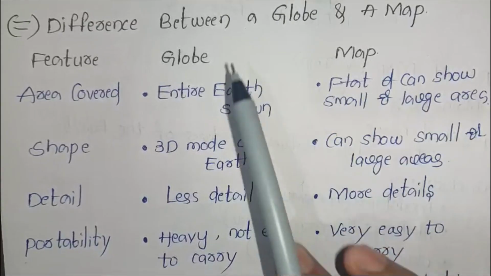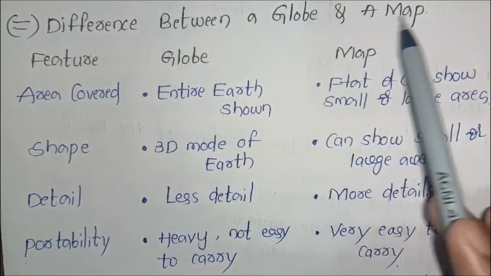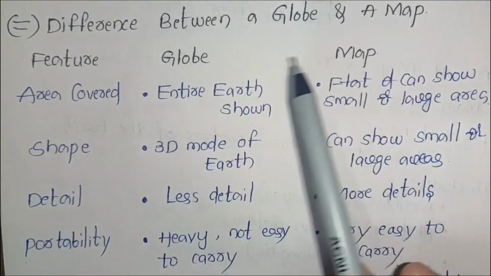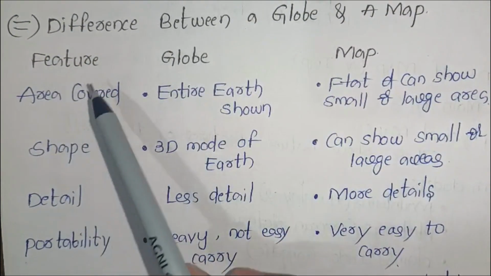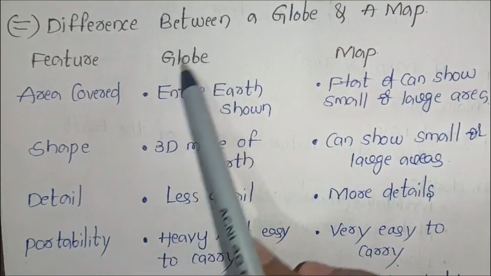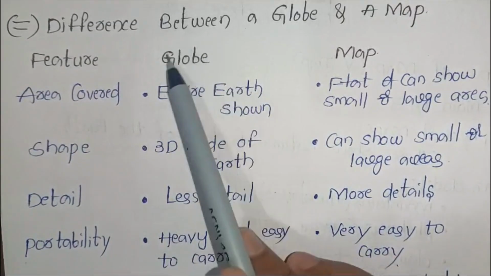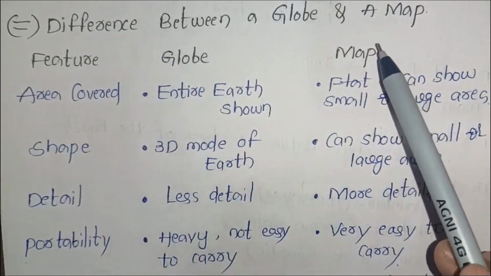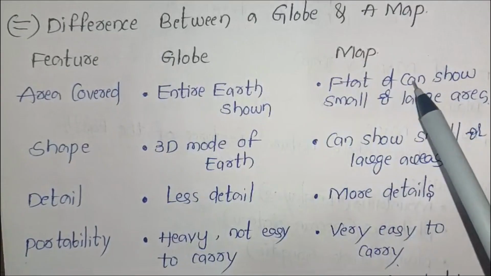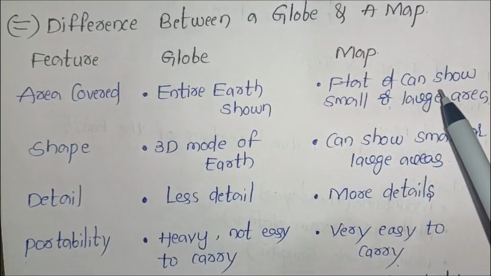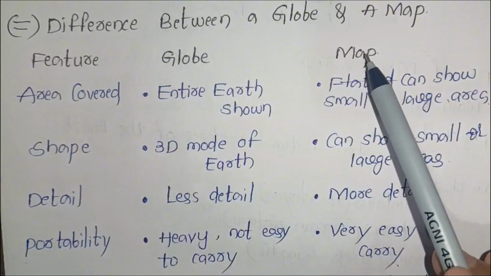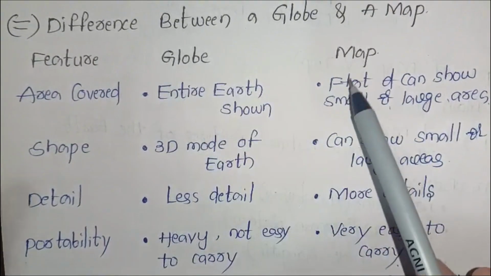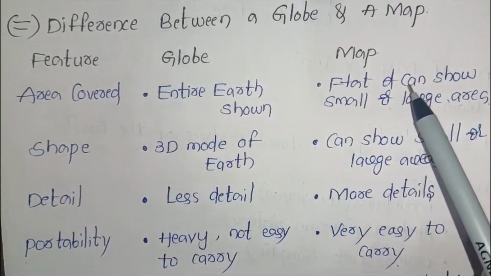Now let's discuss the differences between a globe and a map. We will discuss the features of a globe and a map, first of all the area covered. The globe covers the entire Earth. But a map does not cover the entire area; it can show only a small or large area, only some specific area. The globe shows the entire area of the Earth, but the map shows only a small area or a large area.